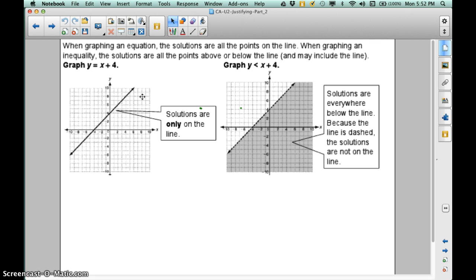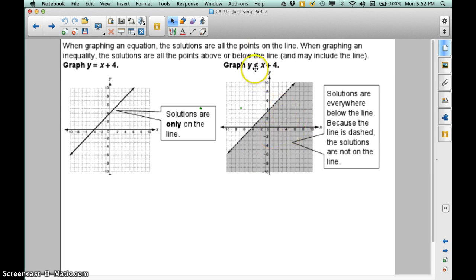In this case, you can see the equation y equals x plus 4 is shown on this line. The solutions, the points that work in this equation, are on this line. Every point on the line is a solution to the equation. Well, for the inequality y is less than x plus 4, the solutions are everywhere below the line.